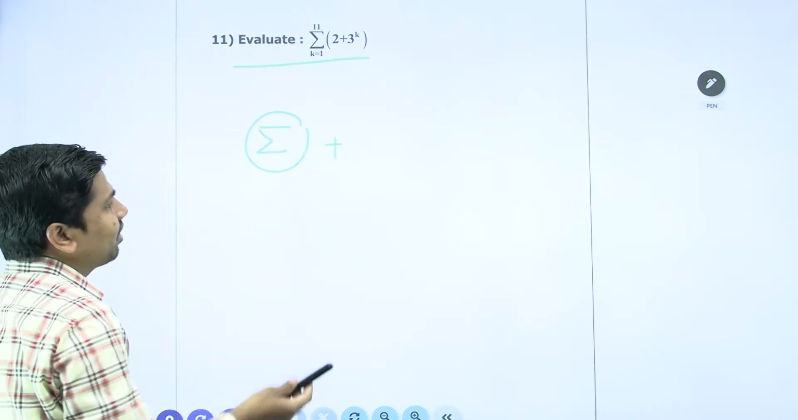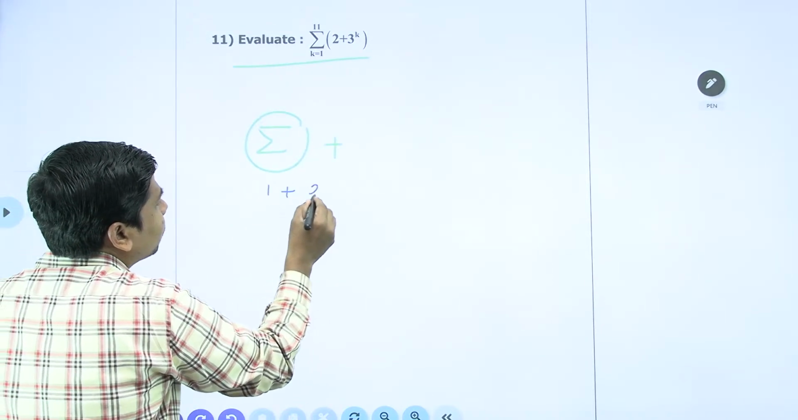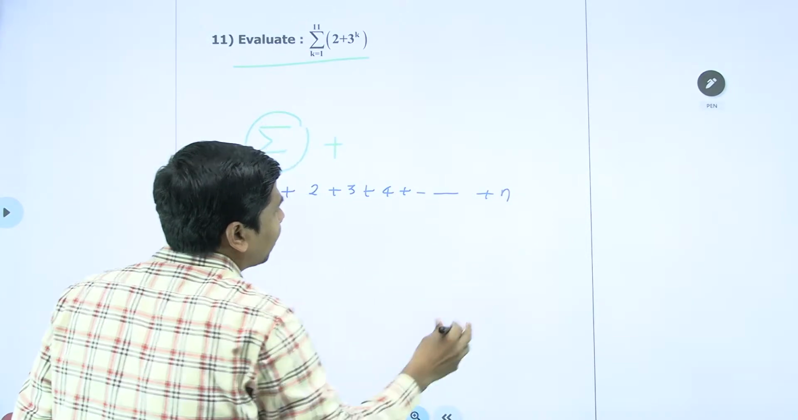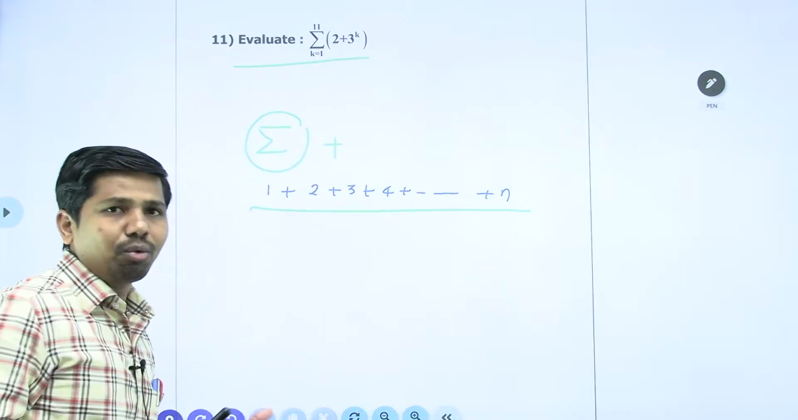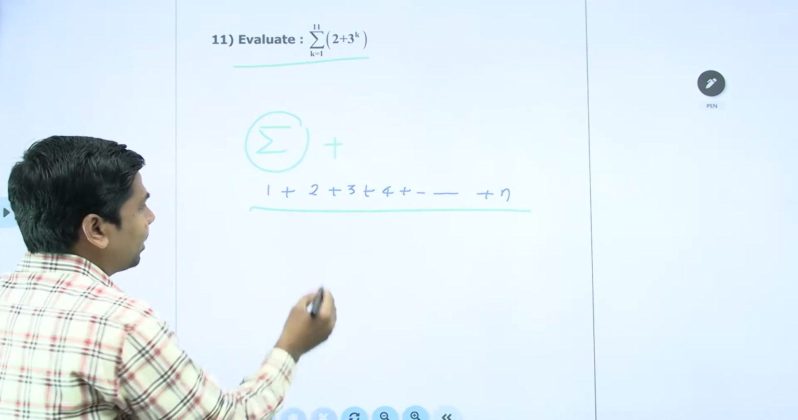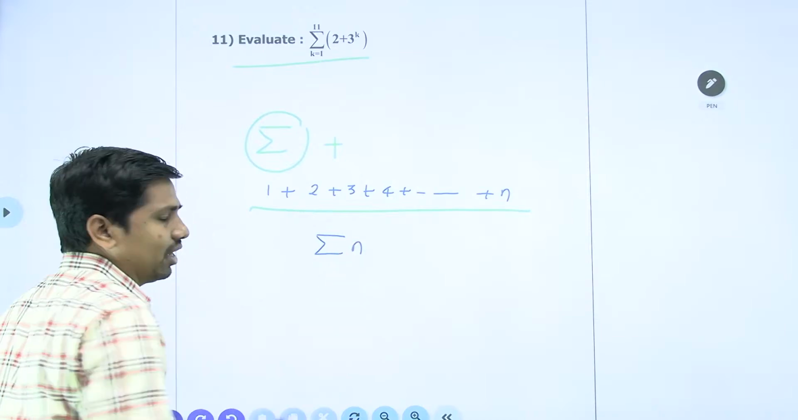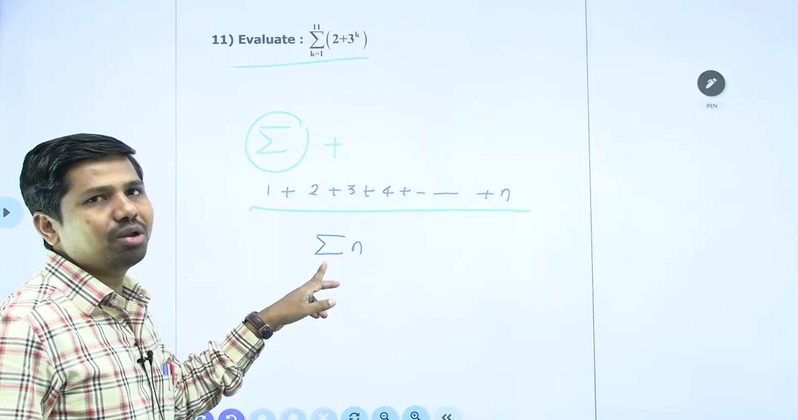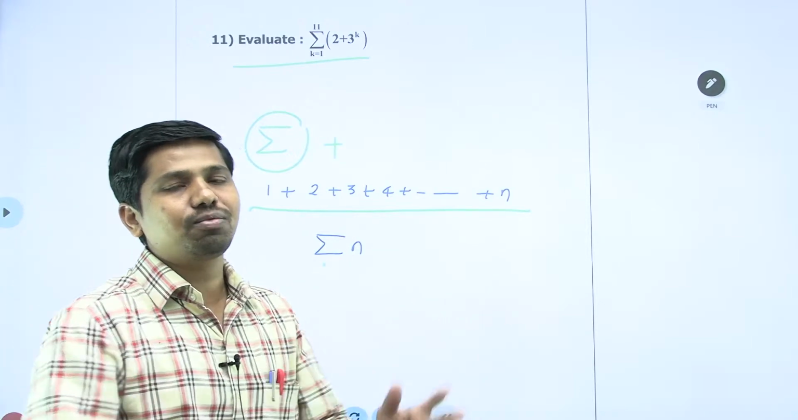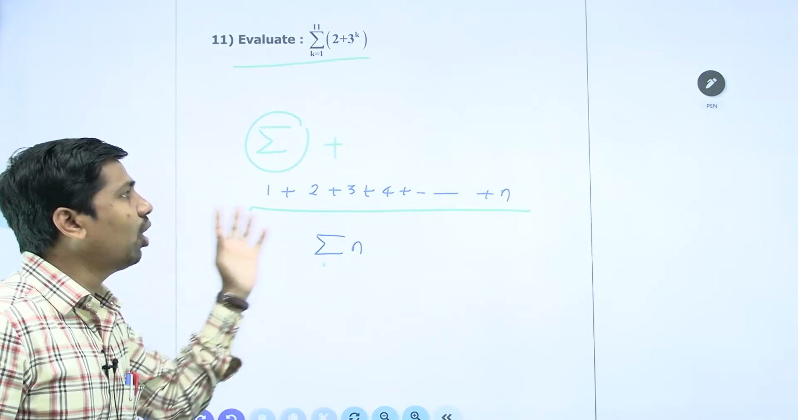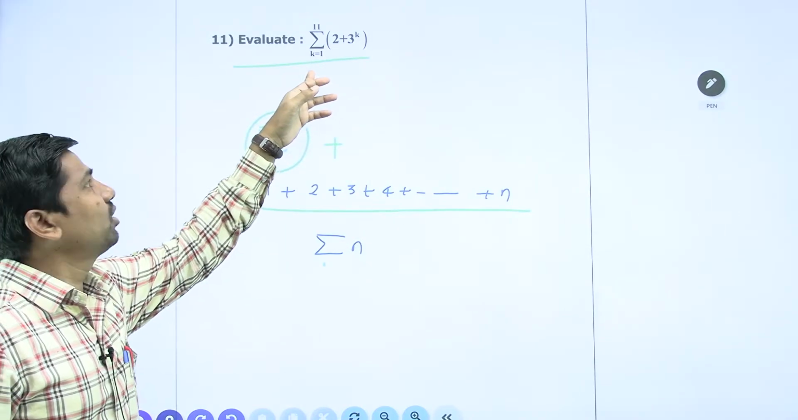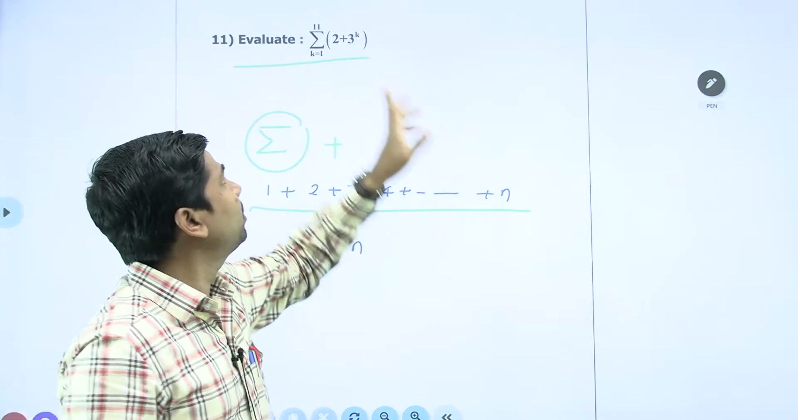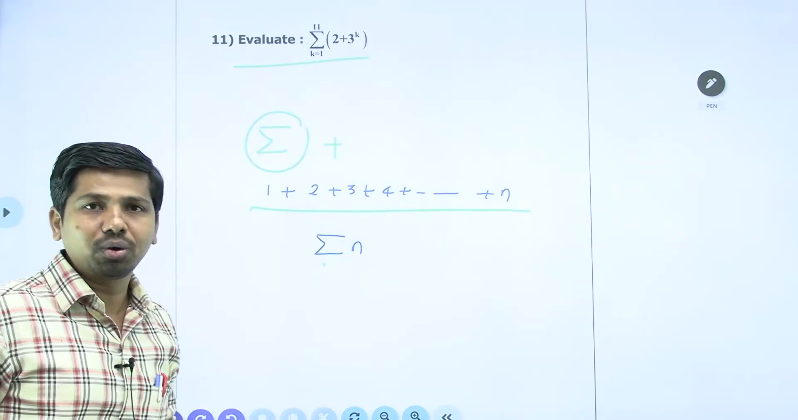For example, if it is 1 plus 2 plus 3 plus 4 up to so on, up to n, these can be replaced by one symbol, that is summation, summing all the terms, that is summation of n. Summation of 1 is what? 1 plus 2 plus 3 plus up to so on n. So this symbol stands for summation, meaning summing up all the terms. So you have to find the sum of these terms, summation of 2 plus summation of 3 raised to k. Separately, you have to find the sum of these two terms where k is running from 1 to 11.